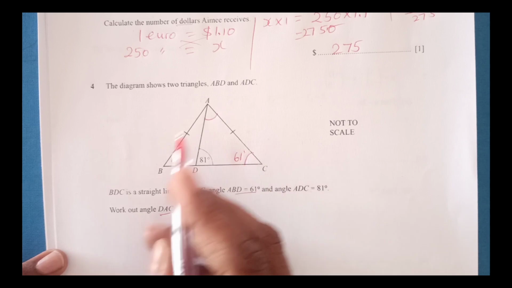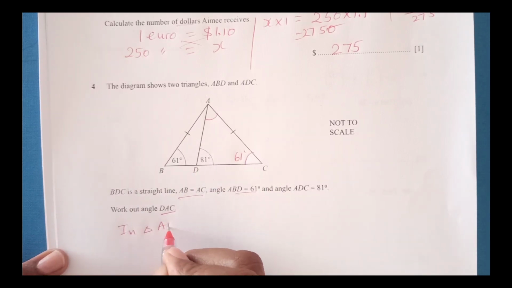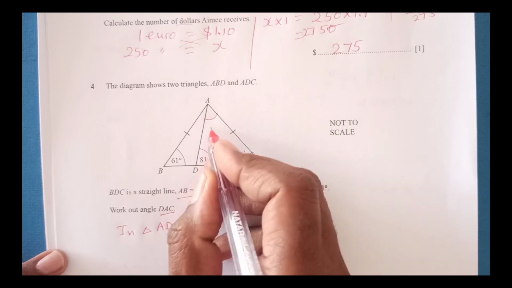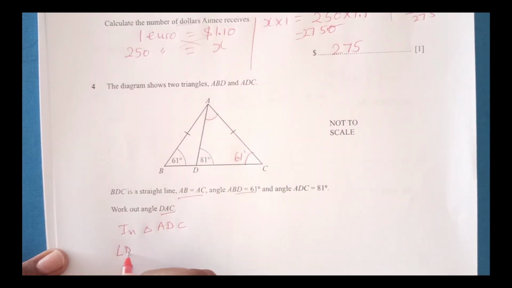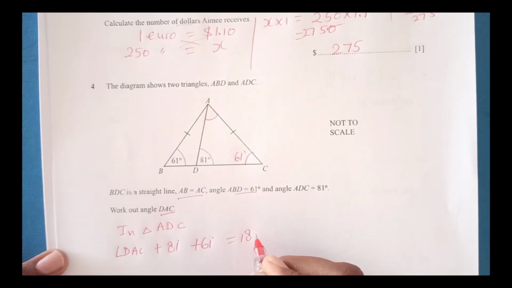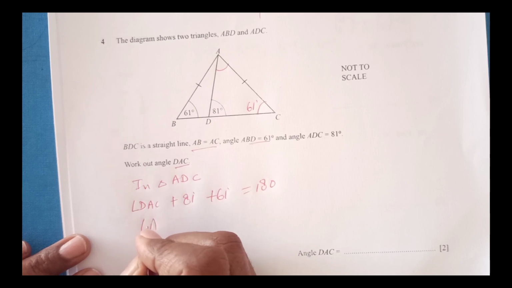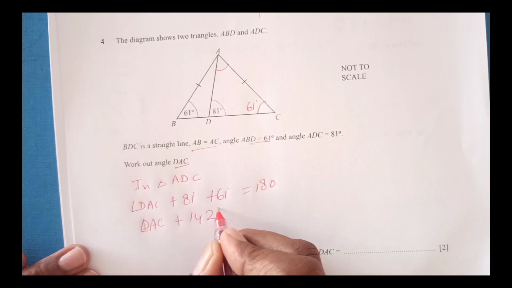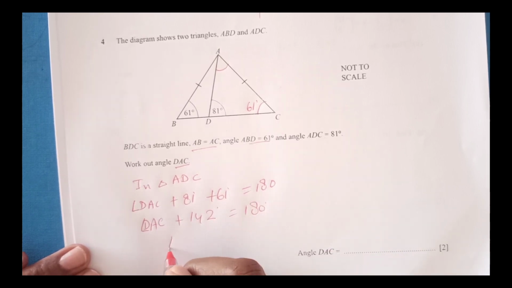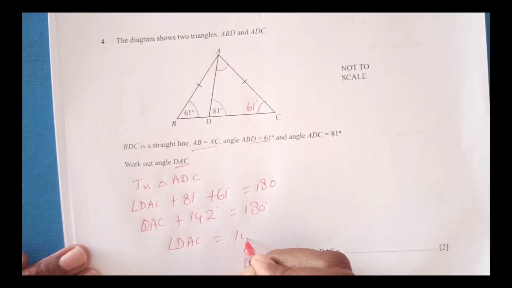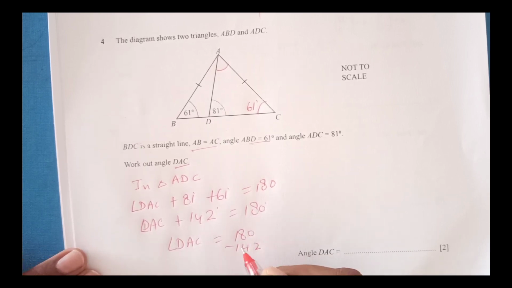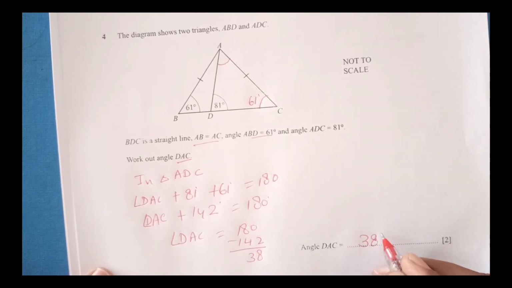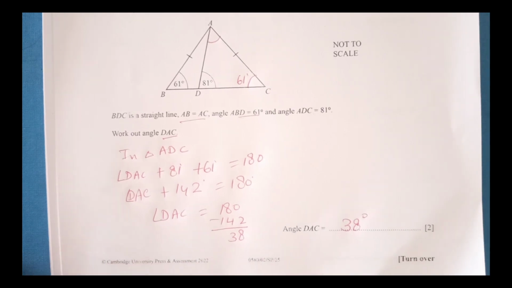So now we have this triangle. Now we will take triangle ADC. Let me just write: angle DAC plus 81 plus 61 is equal to 180. So then angle DAC is equal to 180 minus 142, which is 38. So this angle is 38 degrees.